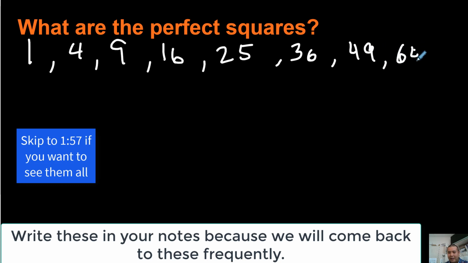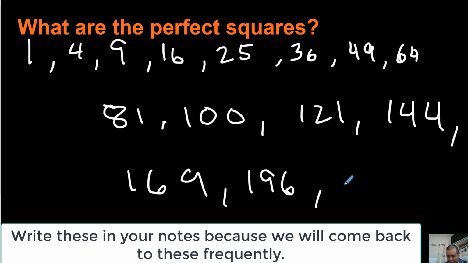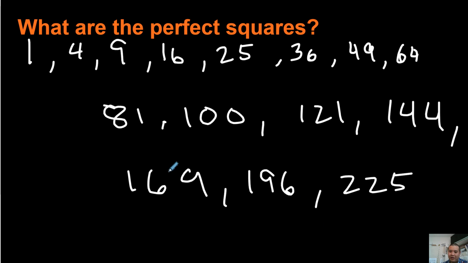64, because that's 8 times 8. 9 times 9 is 81. 10 times 10 is 100. 11 times 11 is 121. 144. We'll go a little bit further. 169. And 196. For kicks and giggles, 225, because that's 15 times 15. So this is 13 times 13 right here, 14 times 14, and 15 times 15. So let's go ahead and get started.